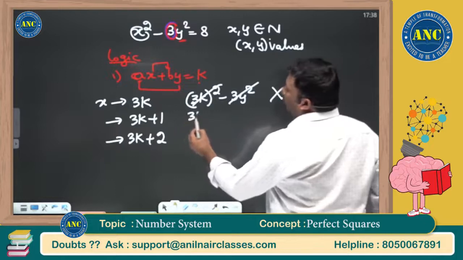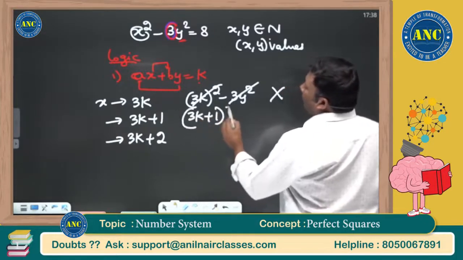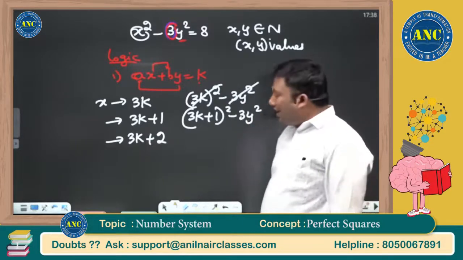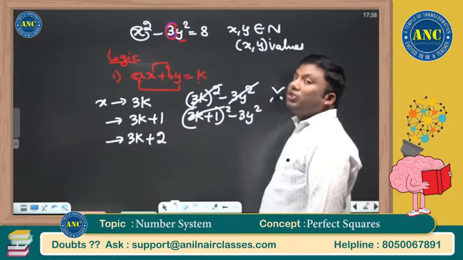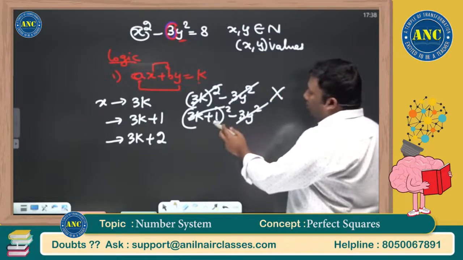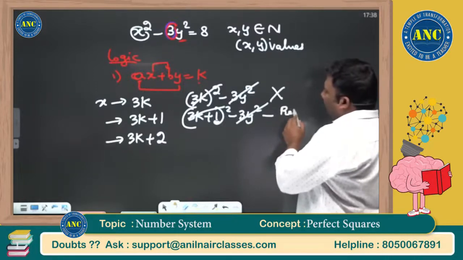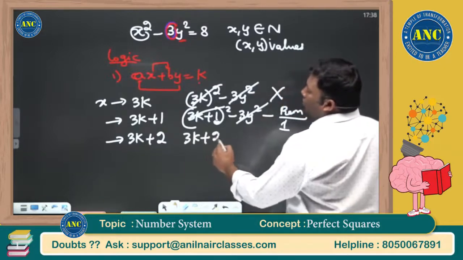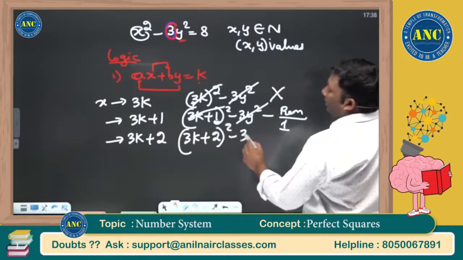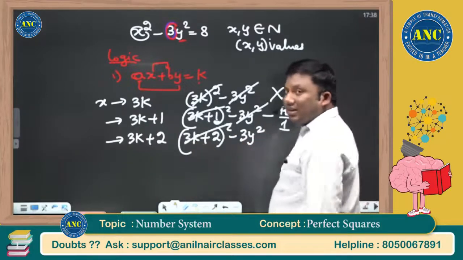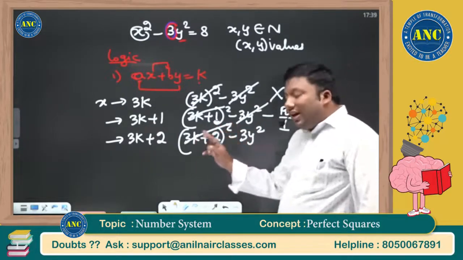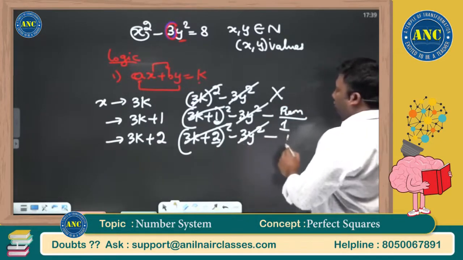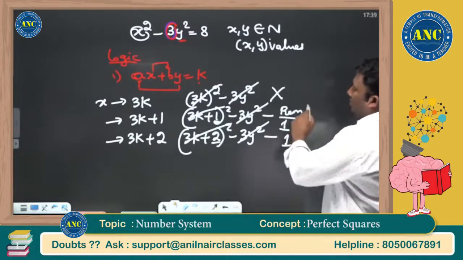First case not possible. 3k plus 1 whole square minus 3y square. 9k square is divisible by 3. 2 into 3k is divisible by 3. 3y square is also divisible by 3. It gives a remainder. What is the remainder it gives? 1. Third case, 3k plus 2 whole square minus 3y square. 9k square is divisible by 3. 2 into 3k into 2 is divisible by 3. 3y square is divisible by 3. 2 square is 4. 4 when divided by 3 gives a remainder 1.